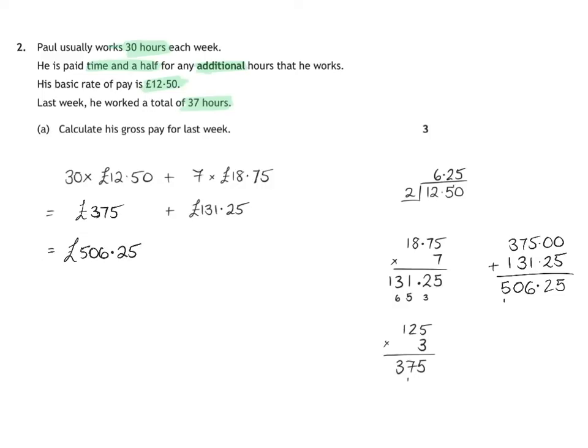So there's 3 marks here. The first one is for correctly multiplying 125 by 30 to get your 375. So either where I ticked it there, or we could say the 375 there gets us our mark. The second one is for knowing that you have to times the £12.50 by 1.5 and then times it by 7. So this kind of bit in here. And then the final mark is for calculating it correctly and getting the £506.25.